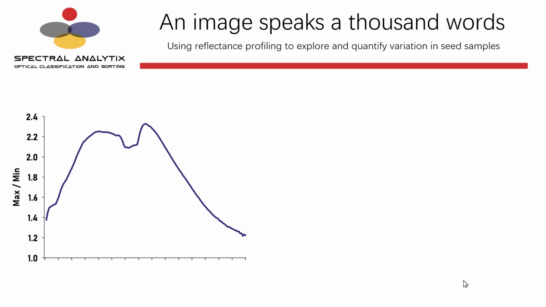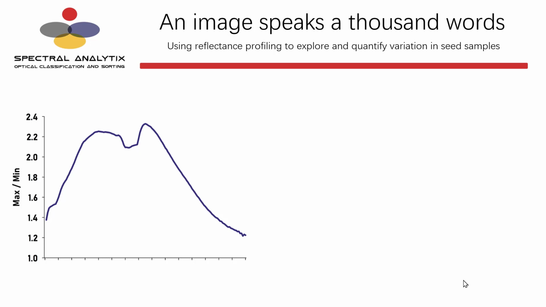If we start with examining data from a single sample, we can examine the overall variance by looking again at the maximum minimum ratio in the 150 spectral bands or channels. We can see that some spectral bands show much more variance than others.